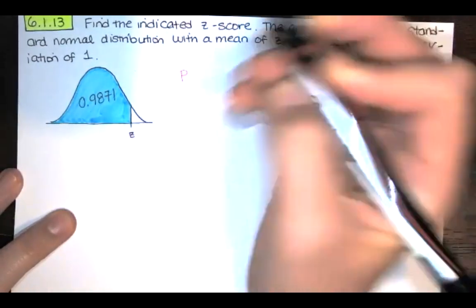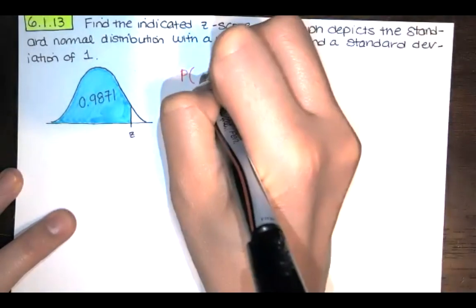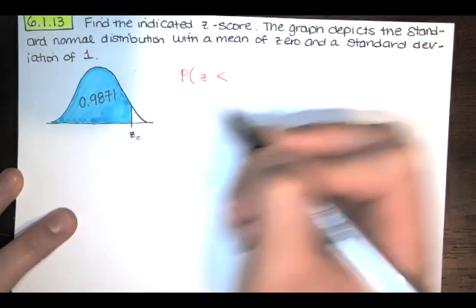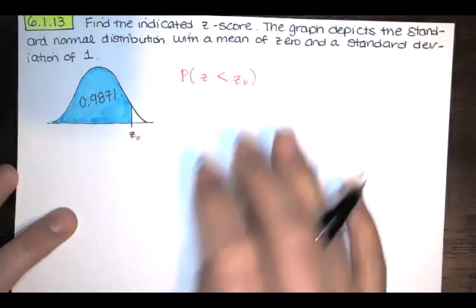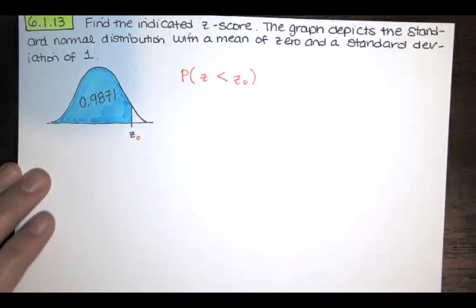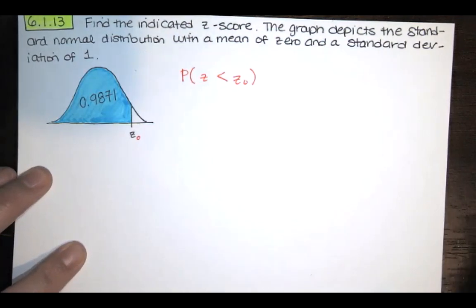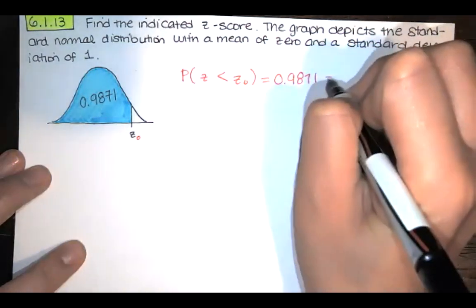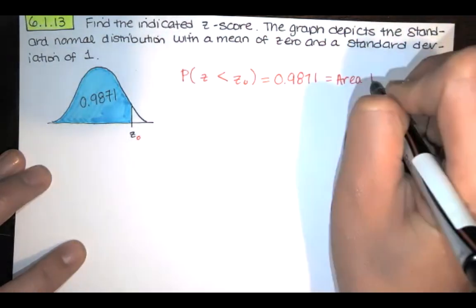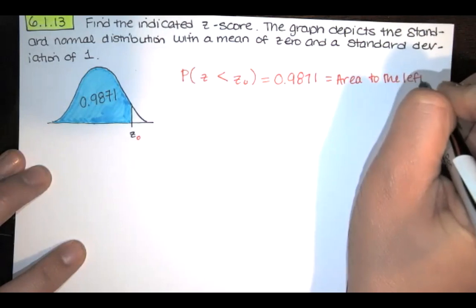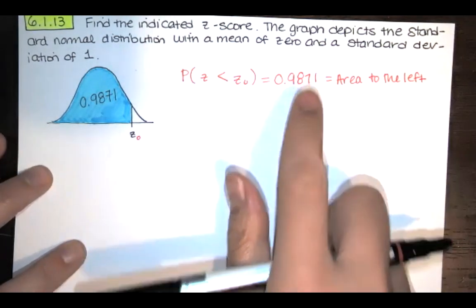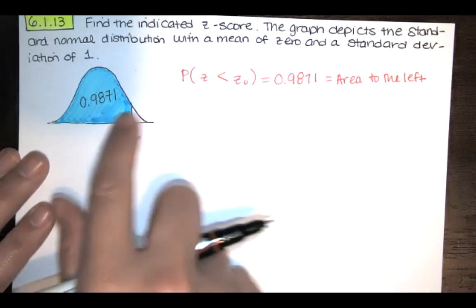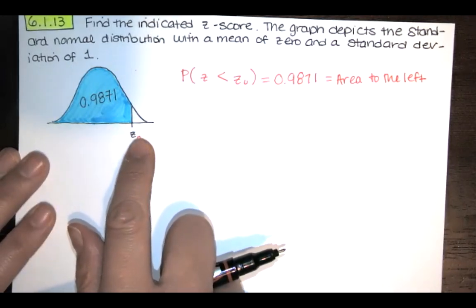So we have the probability that z is less than this particular z, I'm just going to call it z naught so that it has a label for right now, is equal to this area to the left. So it's equal to 0.9871. That's area. And since we're given area to the left, we can look for this entry in the body of our table of z-scores and find the corresponding z that goes with it. That's the z-score that goes right there.